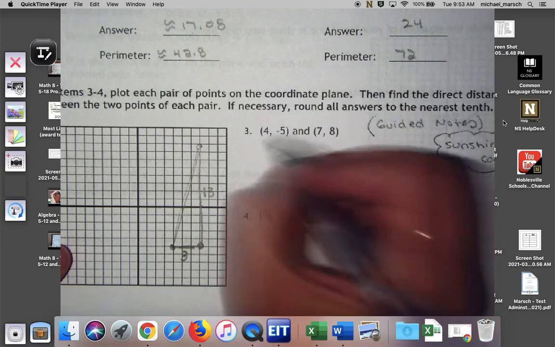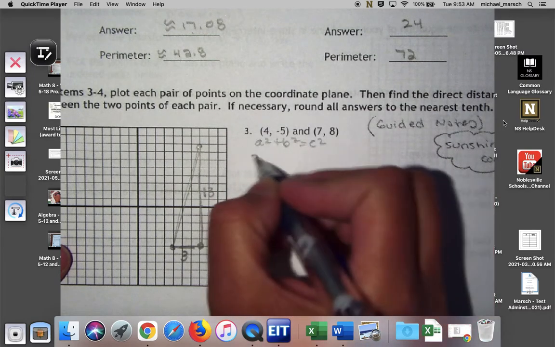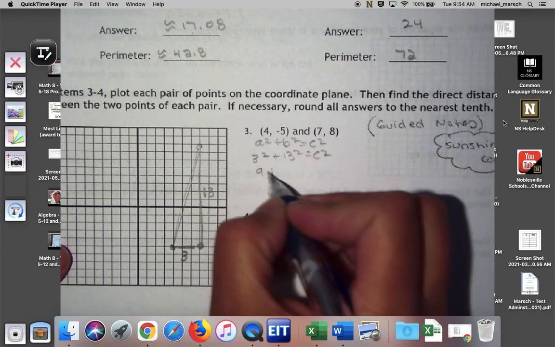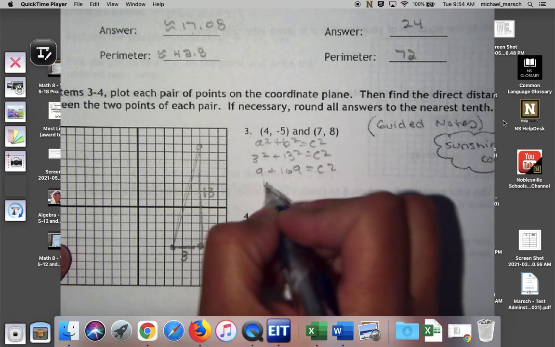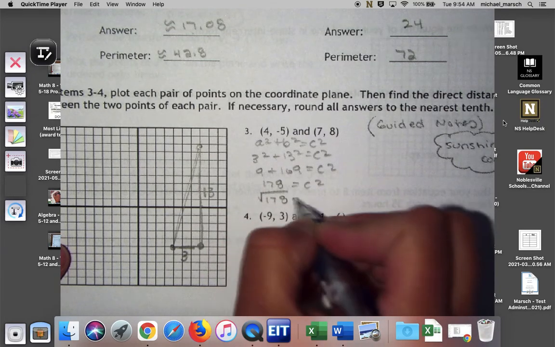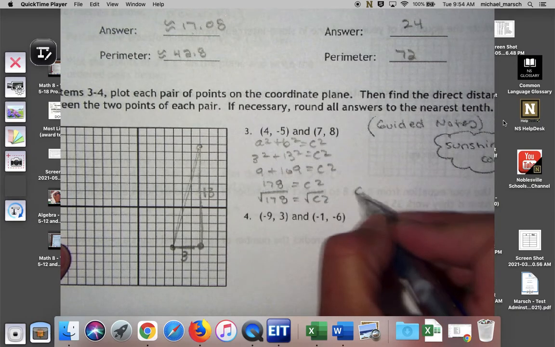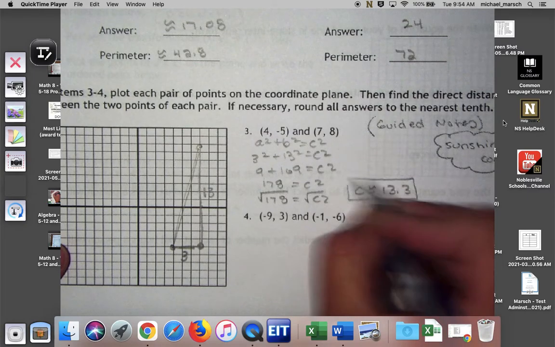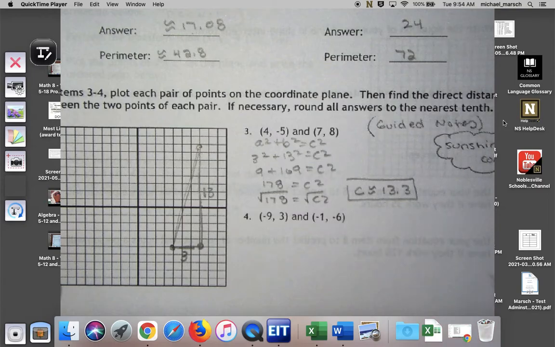So then I do my a squared plus b squared equals c squared. 3 squared plus 13 squared equals c squared. 9 plus 169 equals c squared. 178 equals c squared. Square root of 178 equals square root of c squared. So your answer should be C is about 13.3. Remember, we have to use the about sign because 178 is not a perfect square.